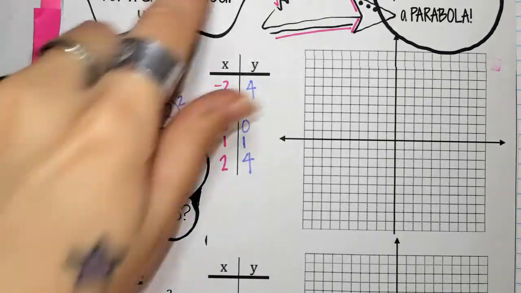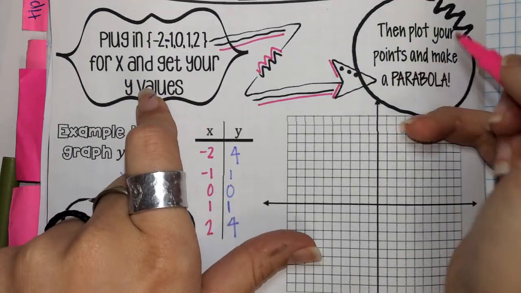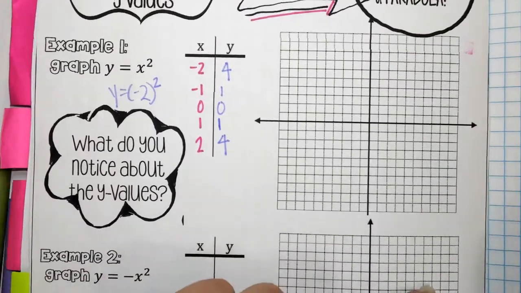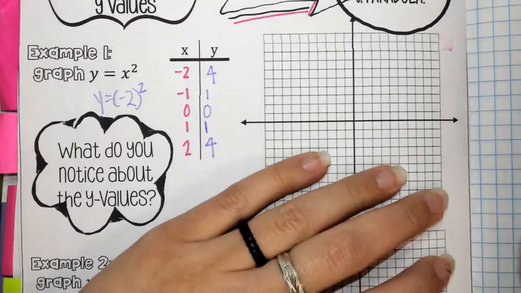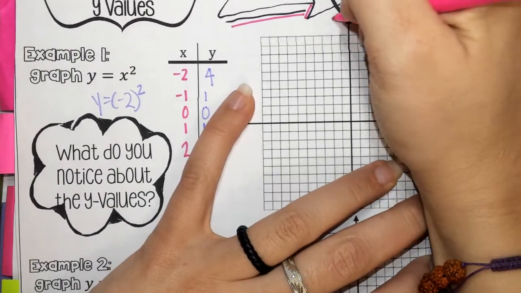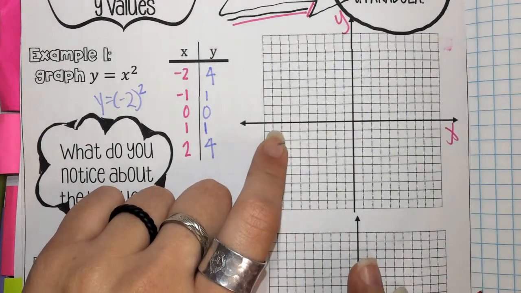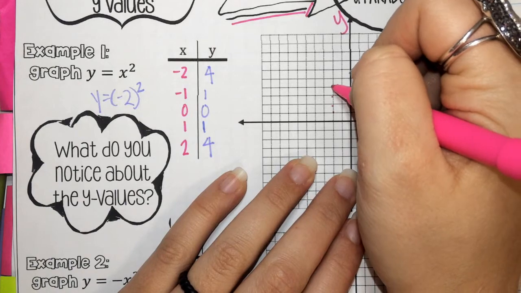Alright, so it said plug in -2, -1, 0, 1, 2. Did we do that? And then what does it say to do? Plot your points and make a parabola. Remember, we don't have a disease. So, how do we get to -2, 4? You go left and then up. Left 2, up 4. And I want you to write x and y on your paper. So we go left 2, up 1, 2, 3, 4, put a dot.